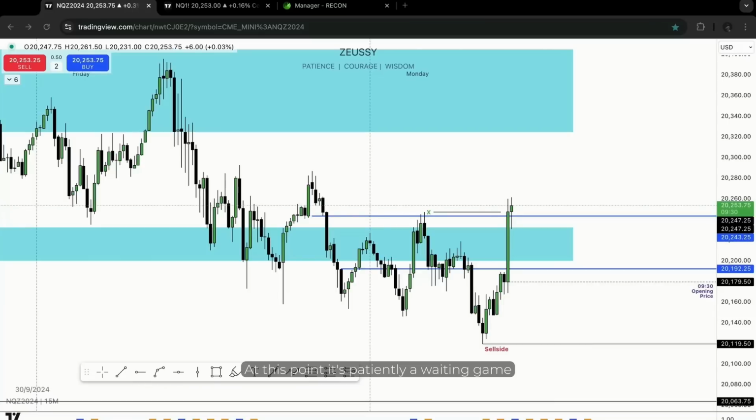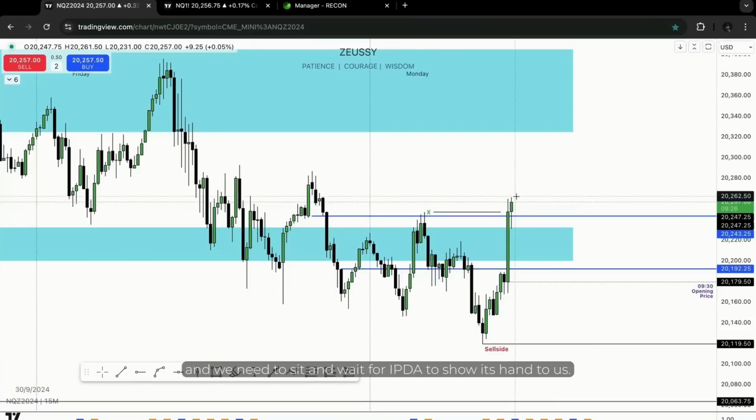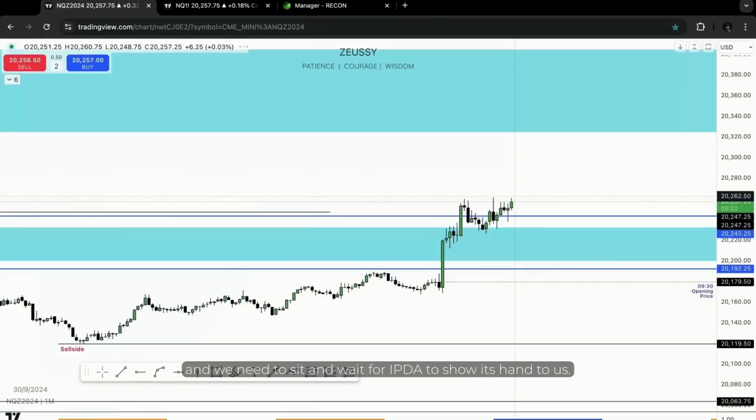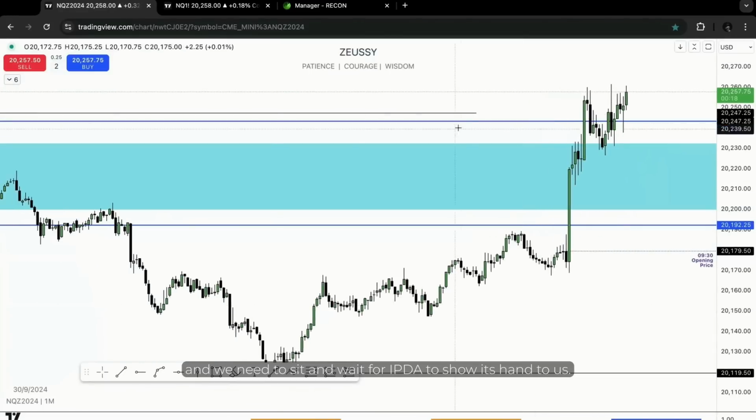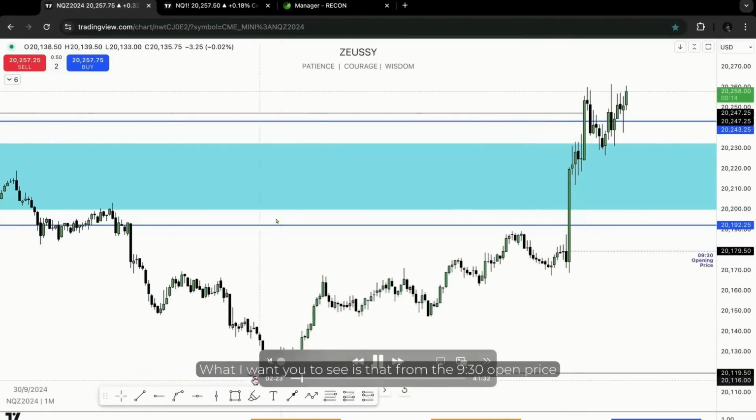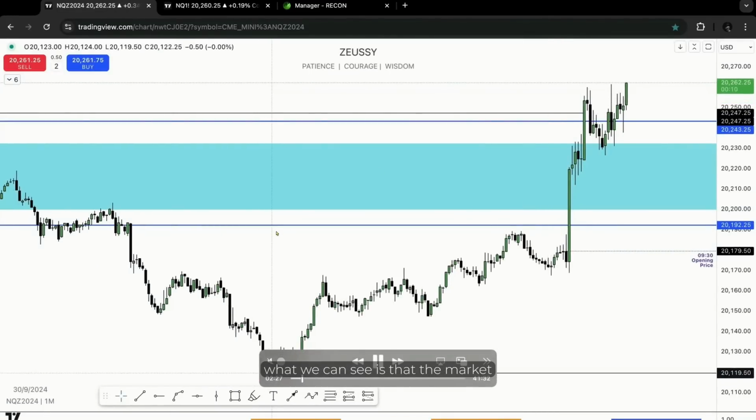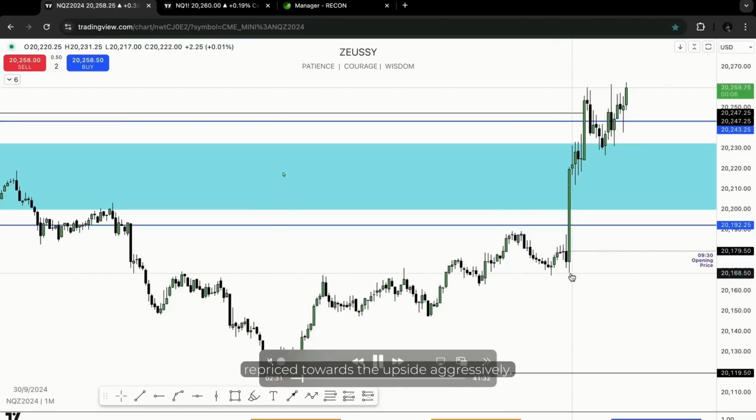At this point, it's patiently a waiting game and we need to sit and wait for IPDA to show its hand to us. What I want you to see is that from the 9:30 open price, the market repriced towards the upside aggressively.